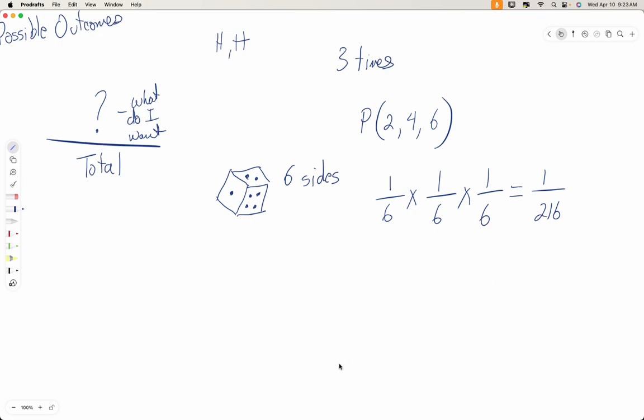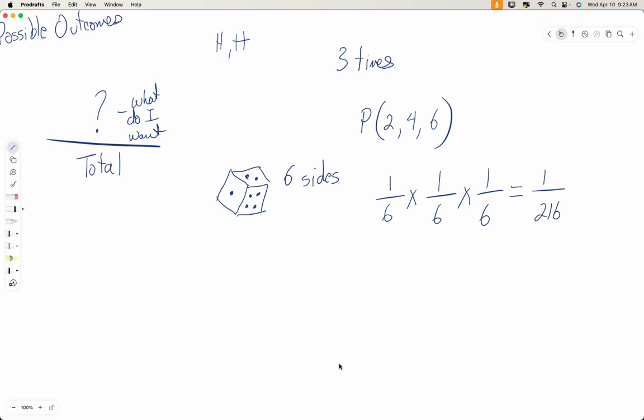So I have a 1 out of 216 probability that it's going to happen in the order that I want it to happen. So that means if I were to roll those dice in sets of 3 times, 216 times, there's a chance that one of those times will be 2, 4, 6.